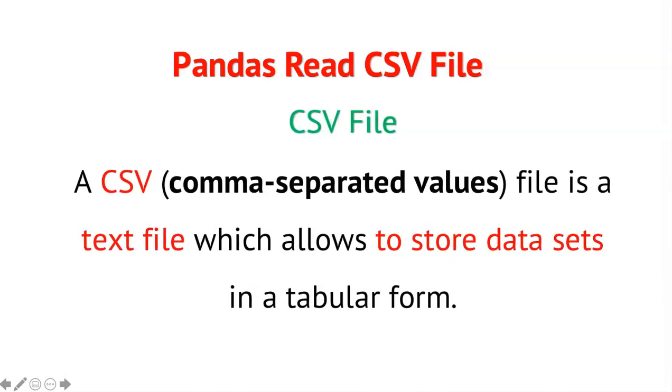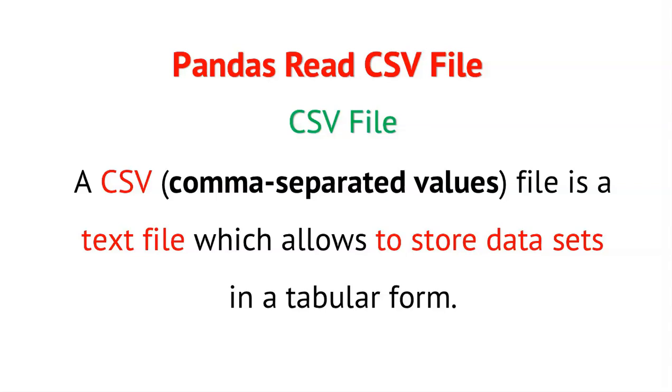In this lecture, we'll see how to read a CSV file. So first, let's understand what is a CSV file. A CSV file, or comma separated values file, is a text file which allows us to store datasets in a tabular form. That means a CSV file can be used to store data in rows or columns. Now let's understand through a program how we can read a CSV file.